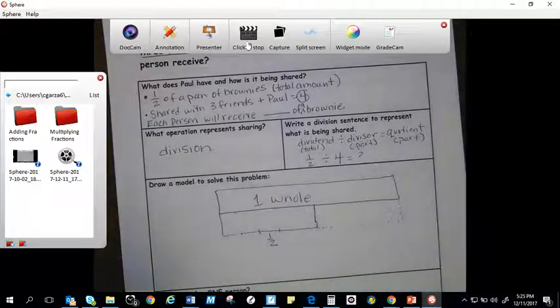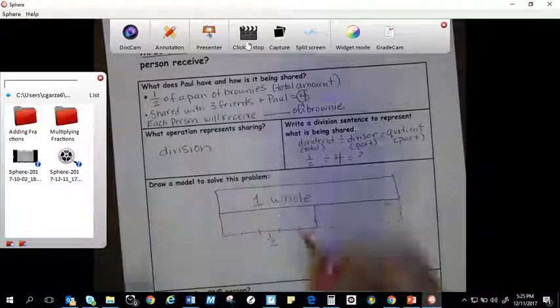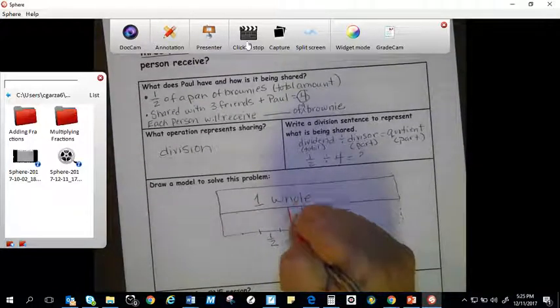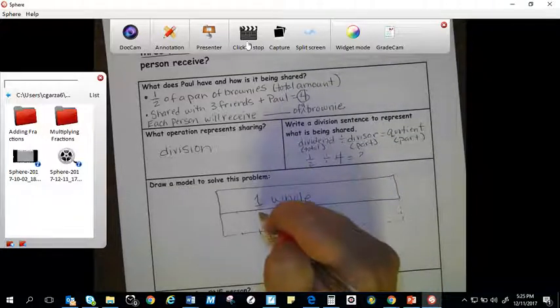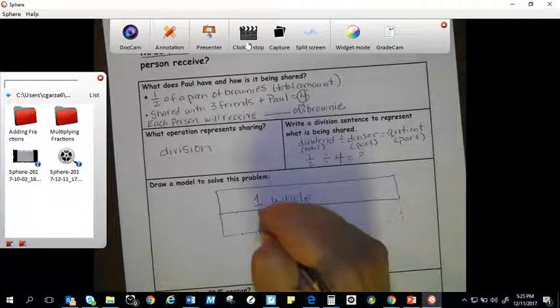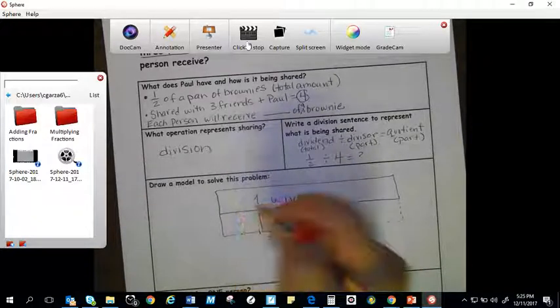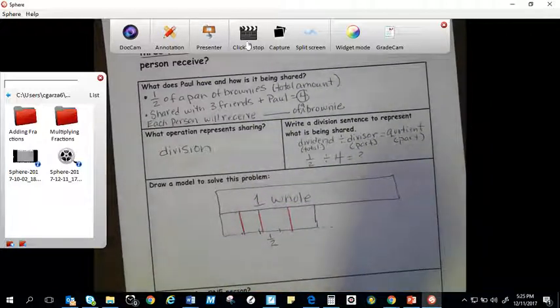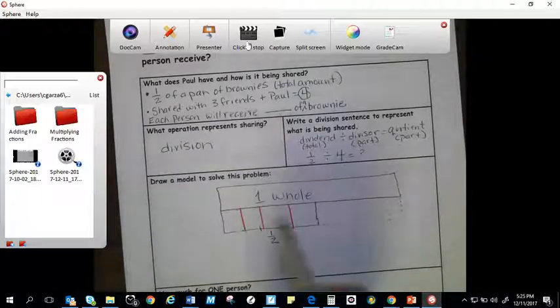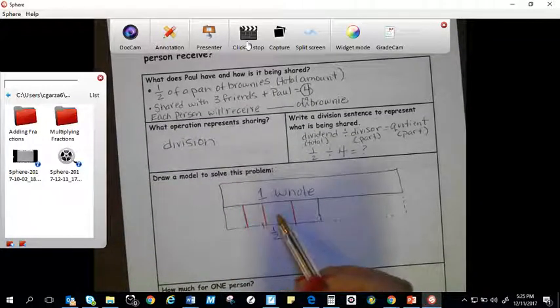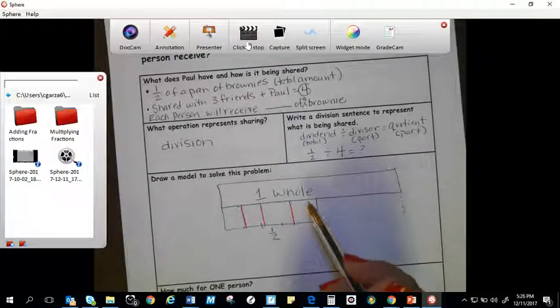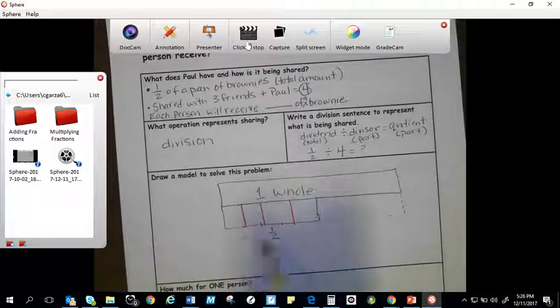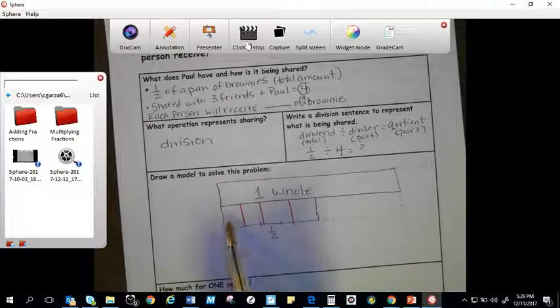So I'm going to use a red pen so that we can see my equal parts. So here's one. I did the same thing again, but I'm going to leave it as it is. So now I have one person, two person, three person, four. So each of those people are going to receive a part. Now look at what happened. I went from one half to now four separate equal parts.